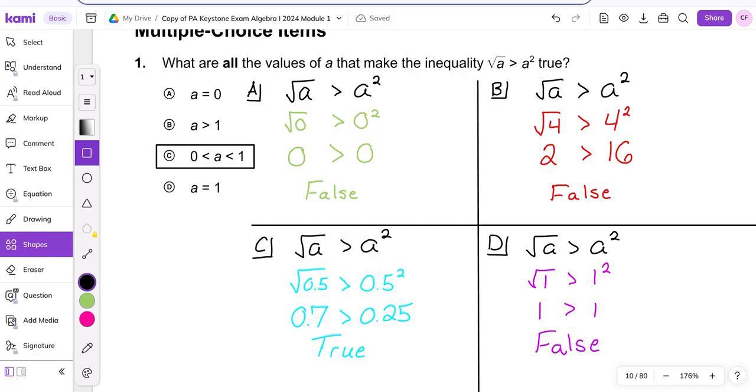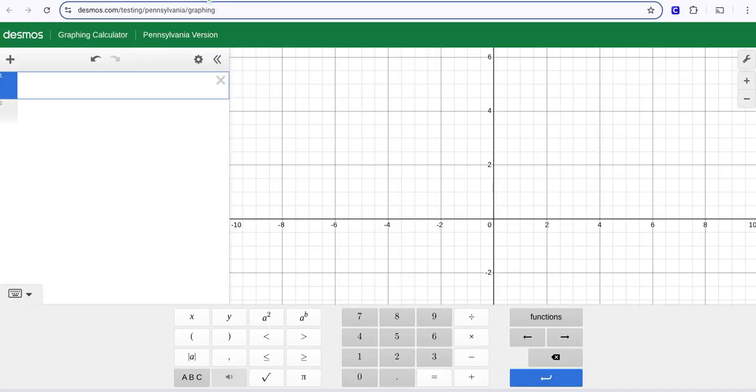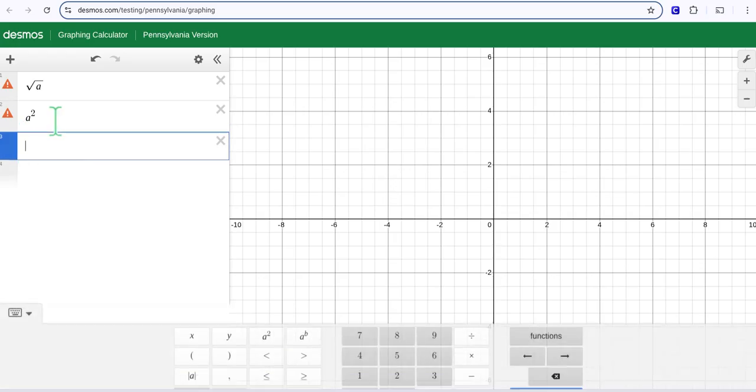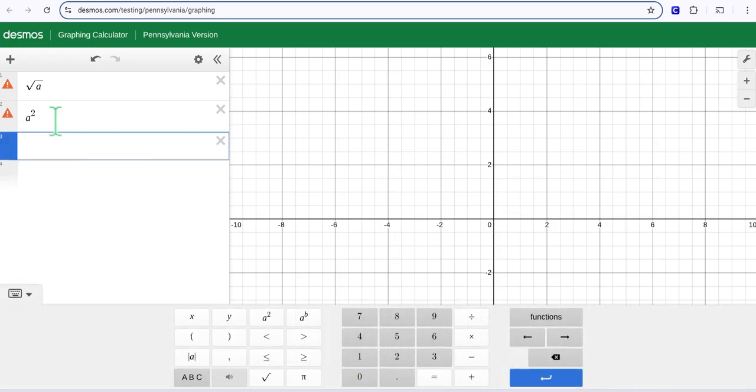Now, we also have access to the Desmos graphing calculator tool on the Keystone exam. So let's look at how that can be helpful for us. If we put both parts of the inequality statement in Desmos, such as the square root of a in the first part and a squared in the second part, notice that it is currently giving us 2 error signs that will go away momentarily. We can actually type in our a values we are picking.